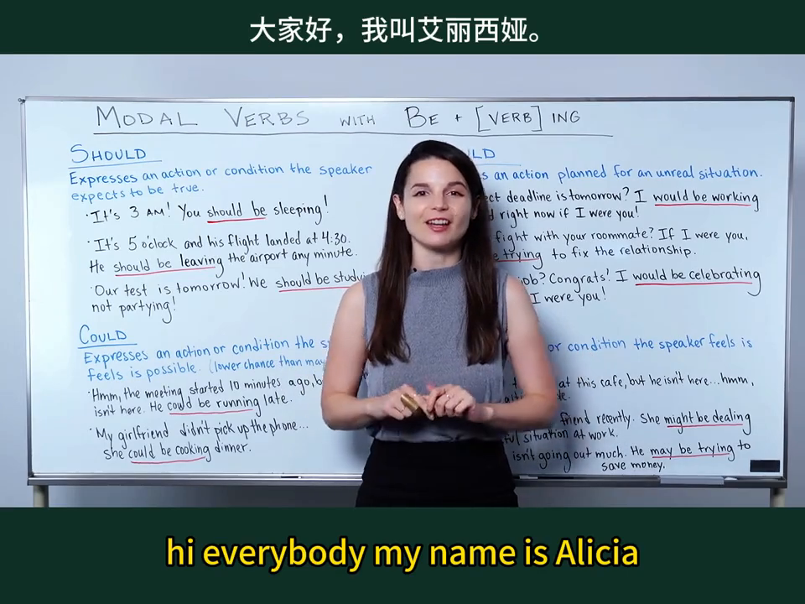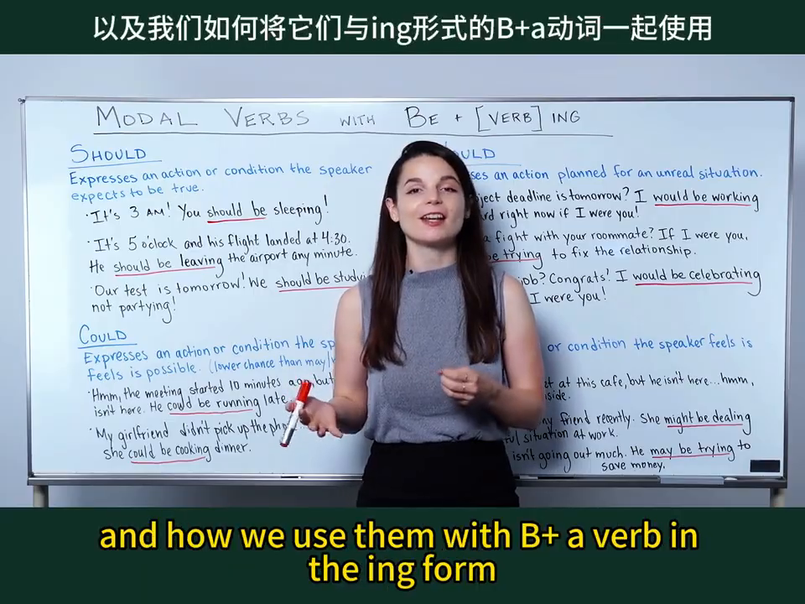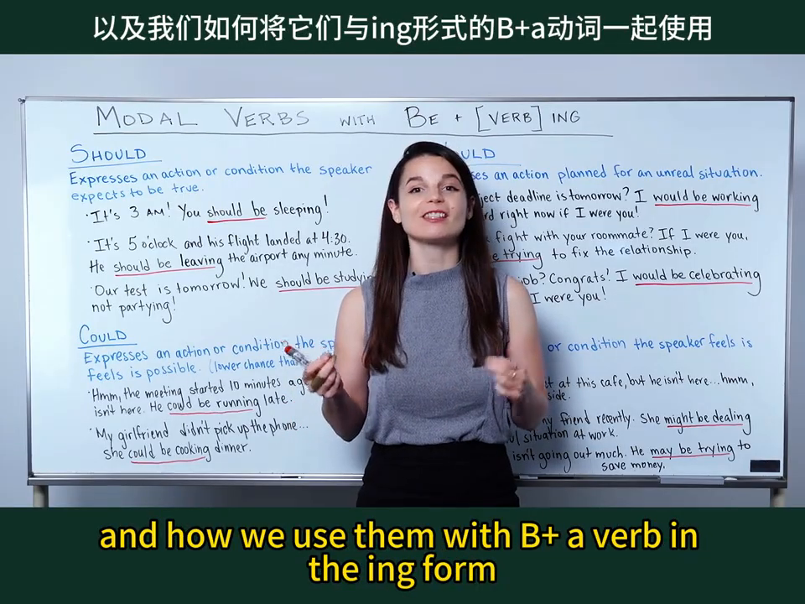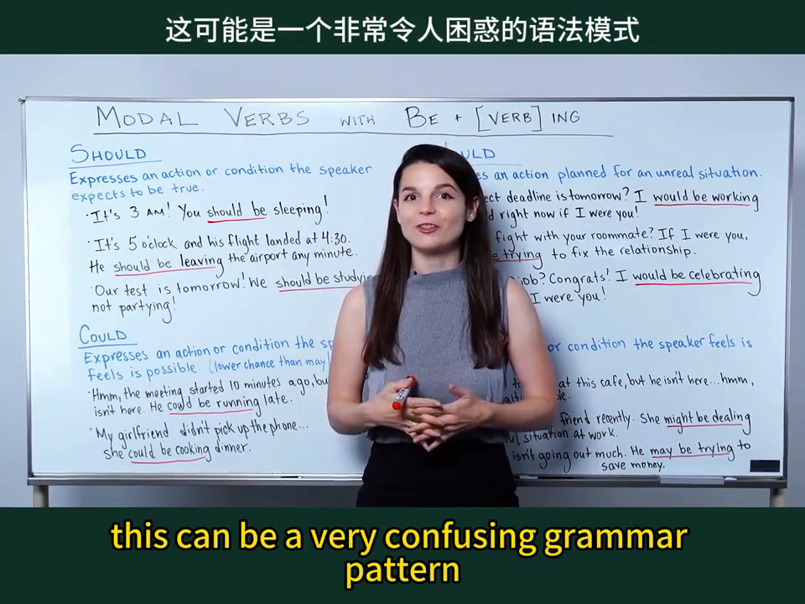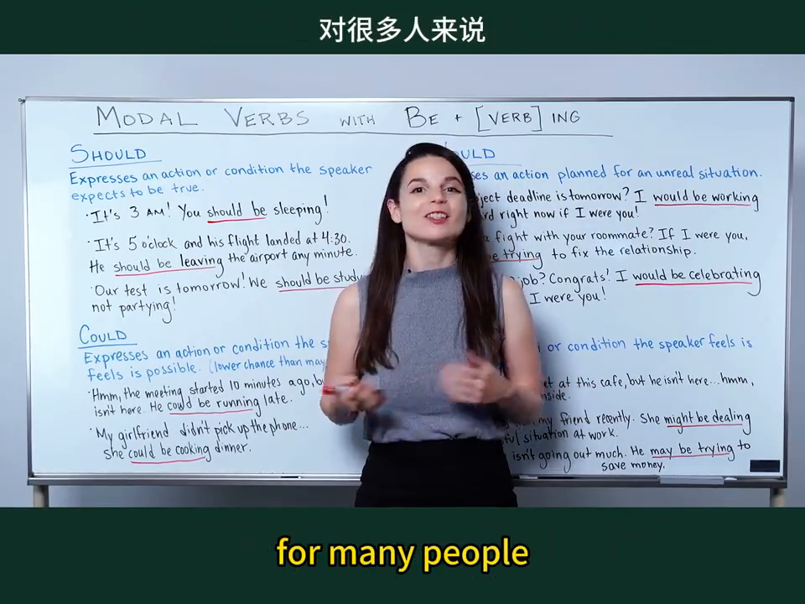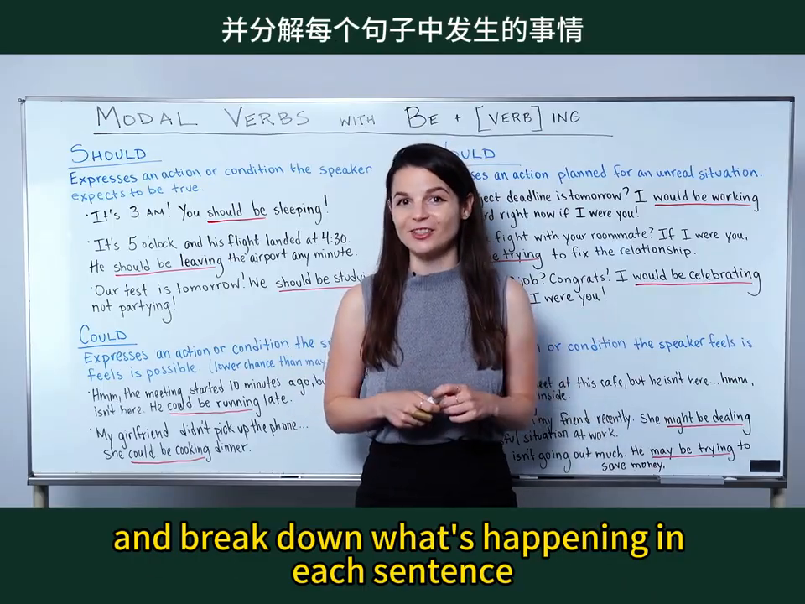My name is Alicia. In this lesson, I'm going to talk about 4 modal verbs and how we use them with be plus a verb in the ing form. This can be a very confusing grammar pattern for many people, so let's take a look at a lot of examples and break down what's happening in each sentence.